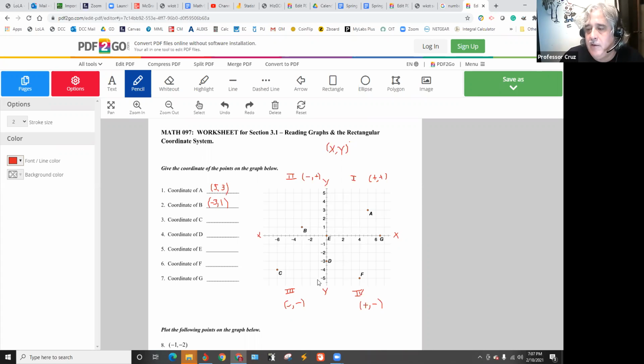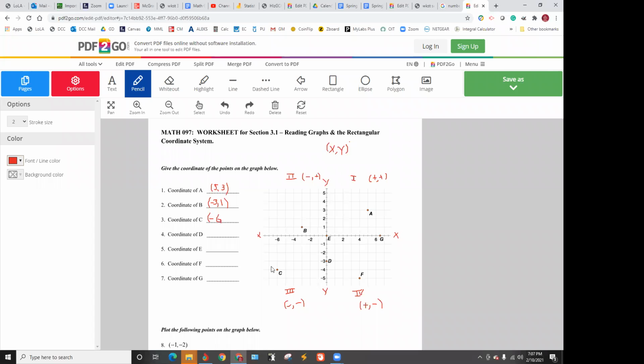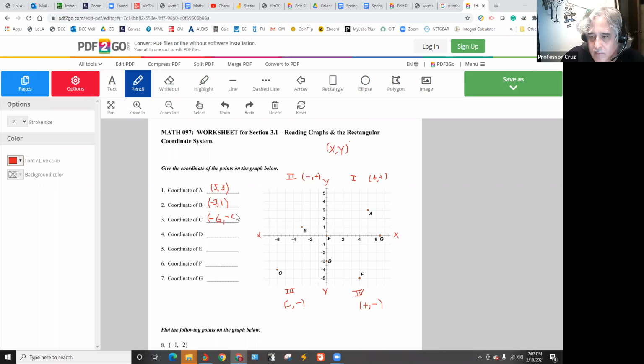See, like C, this is negative negative. It's -6, and then down negative, so that's -4. D is on the axis. The y is the only thing that moves, so x is 0, and y is -3.